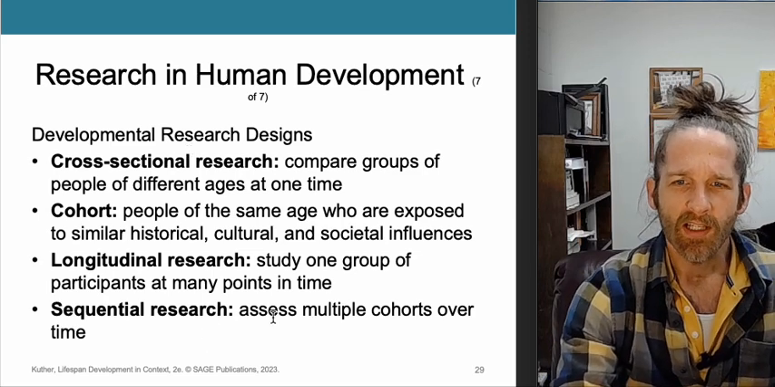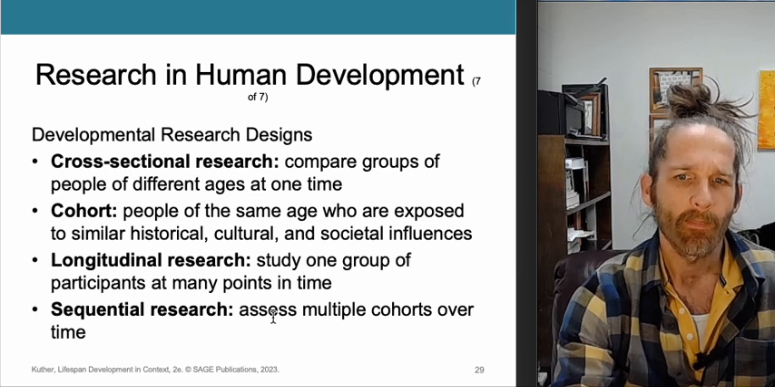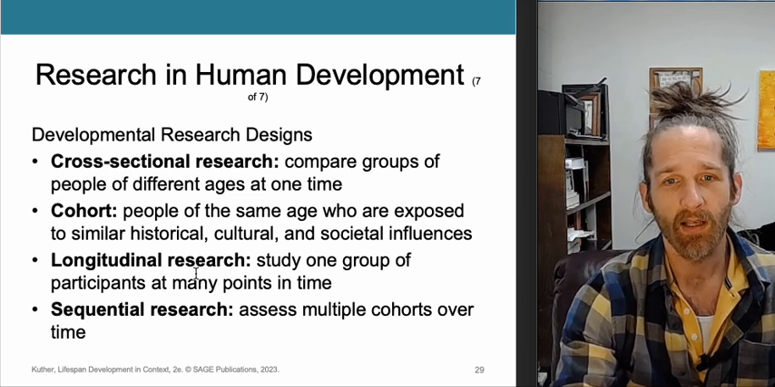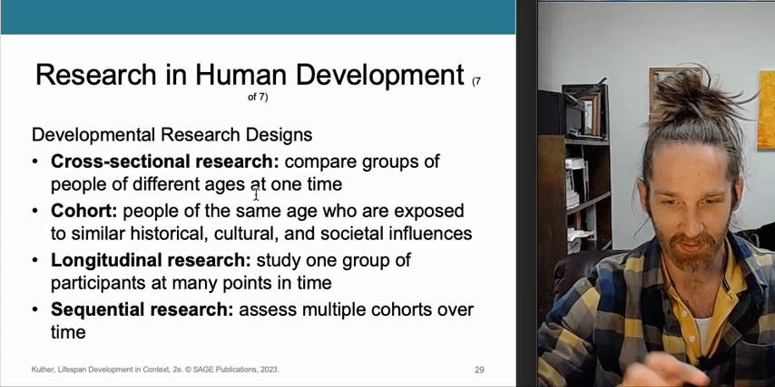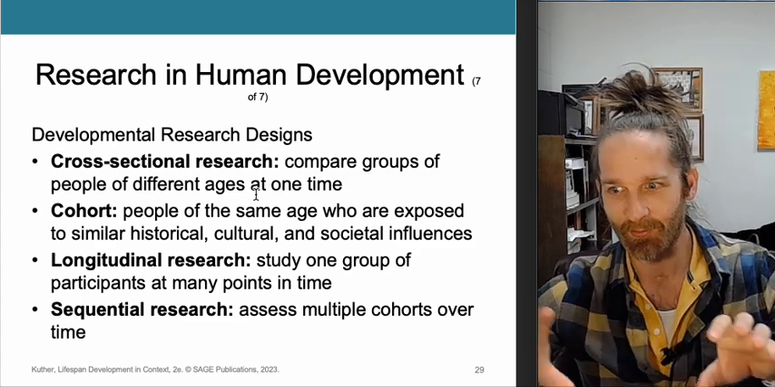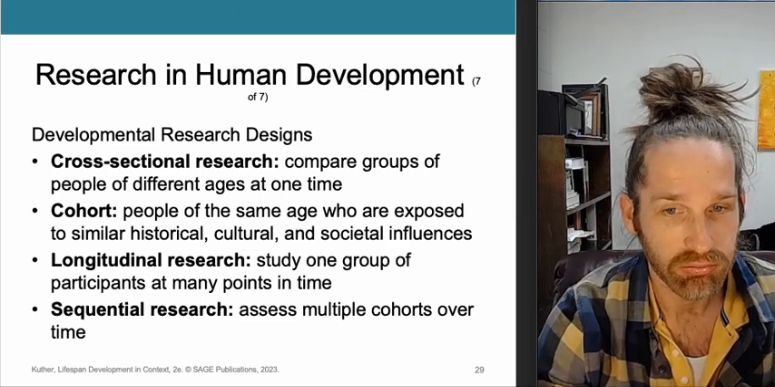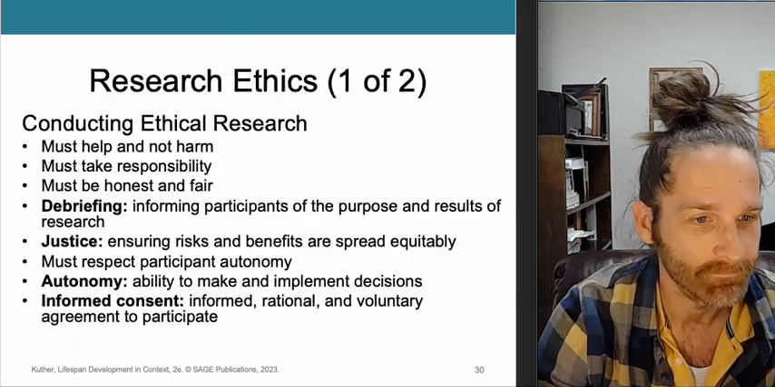Sequential research assesses multiple cohorts over time. That would be like longitudinal research and cross-sectional research combined. You take people in their 20s, 30s, and 40s, and then watch them as they grow up over the decades. That's a big project, I imagine.